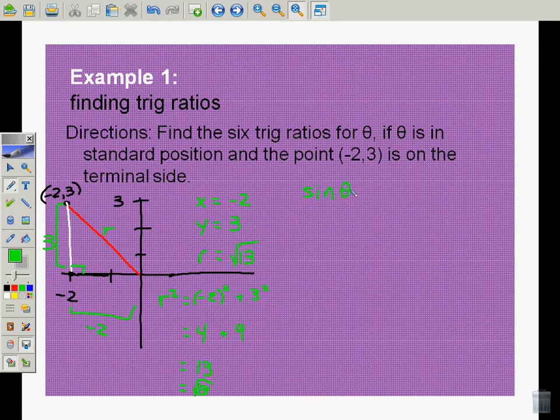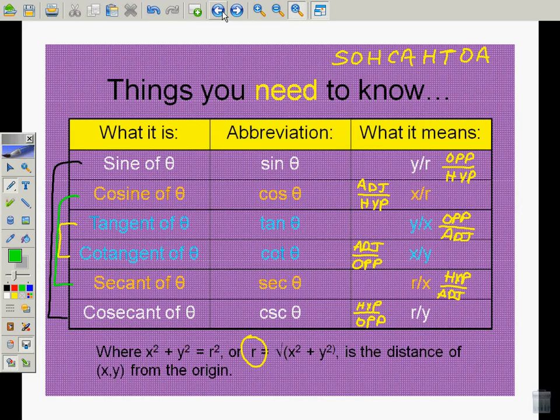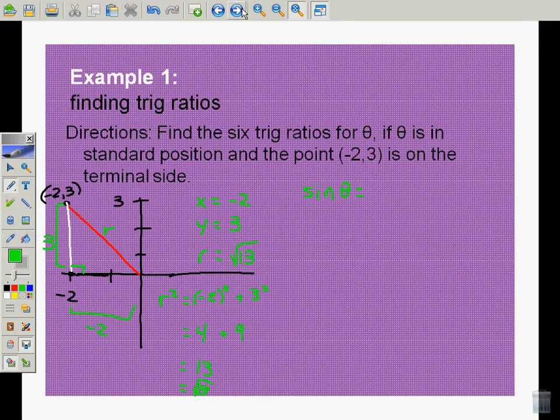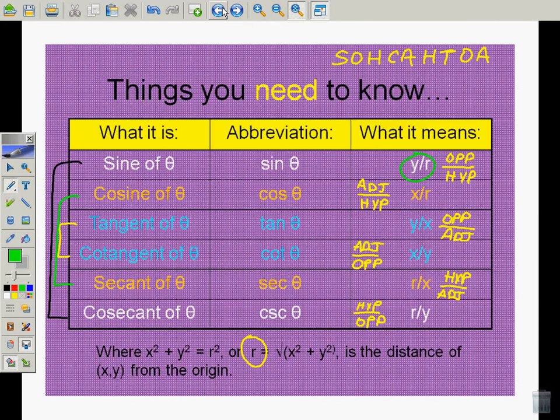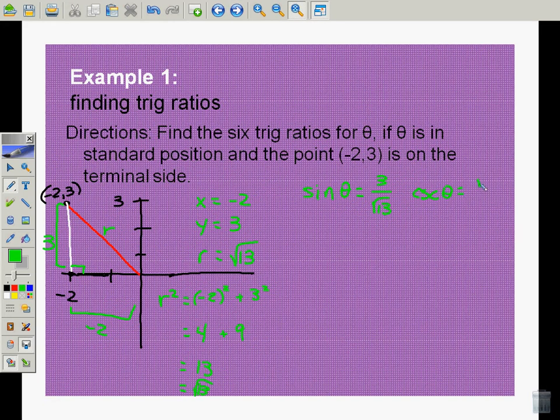Sine of theta. Remember your chart. Use your chart from your notes. The sine of theta is equal to y over r. The sine of theta is 3 over square root 13. Done. Okay, so right next to it, I'm going to put the cosecant because we remember that they go together. Okay, sine and cosecant go together. So that'll make it easier for me to just switch them and put square root of 13 over 3.